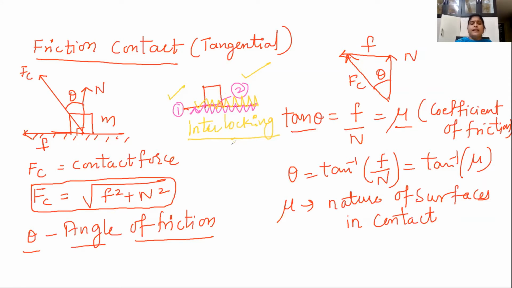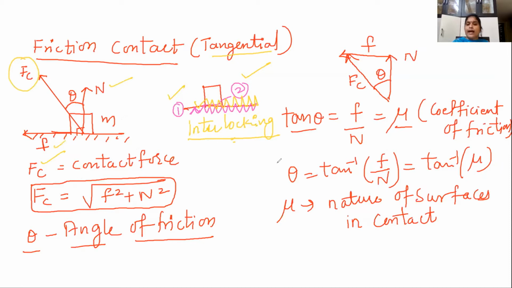But mathematically, friction is a tangential force, and normal force is acting normal to the surface. The contact force is the resultant force, the vector sum of the frictional force and the normal force. So the contact force is under root F square plus N square.